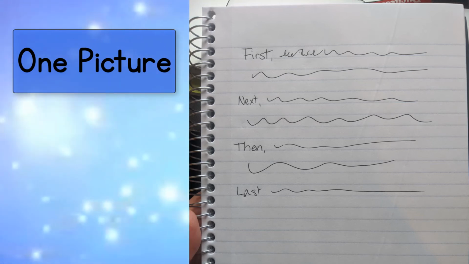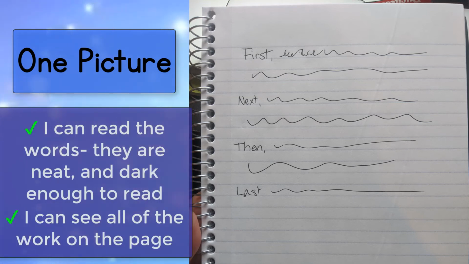When I turn it in, I'm going to check, can I read all of the words? And that also includes, are they neat and dark enough to read? Some of our friends are writing very lightly, and it's hard to read in the picture. Some of our friends are writing super fast, and I can tell because it's not your neatest writing. So you're still using your nice, neat handwriting, and you're writing dark enough that we can read it in the picture. Then the other thing you have to check before you choose this is that you can see all of the work on the page. So I can see first, next, then, and last, and there's no work that you can't see in this picture.